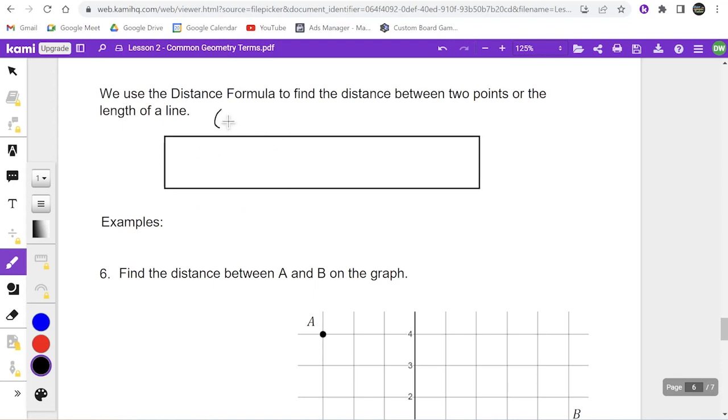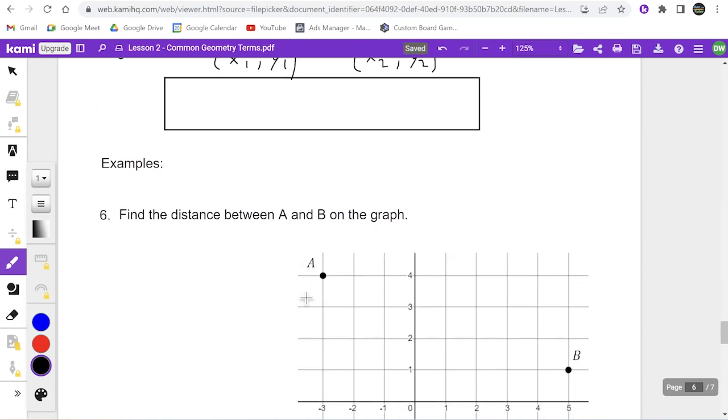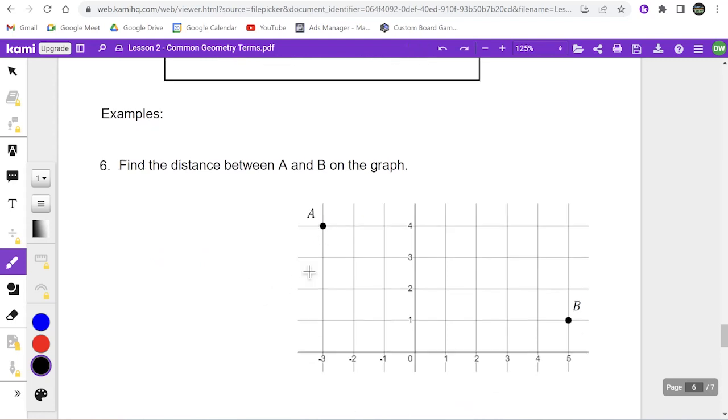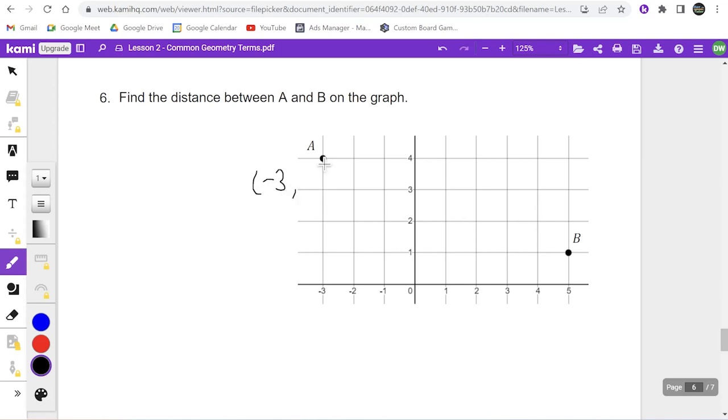First, I want you to know that we have 2 coordinate points. We have x1, y1 for the first coordinate point, and then we have x2, y2 for the second coordinate point. So with A, for instance, I'm actually going to write -3 on the x, and the y is 4. Remember, it's always x comma y. And then for B, we have 5 on the x and just 1 on the y. So this -3 is my x1, 4 is my y1, 5 is my x2, and 1 is my y2. So I have all the variables mapped out.